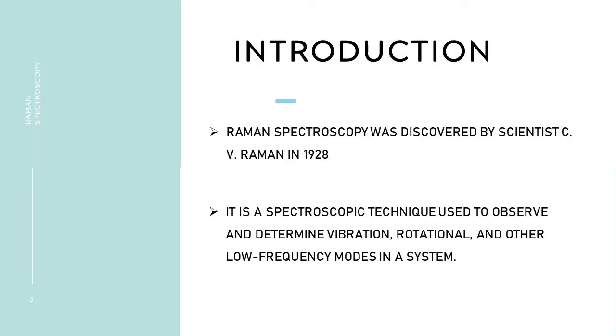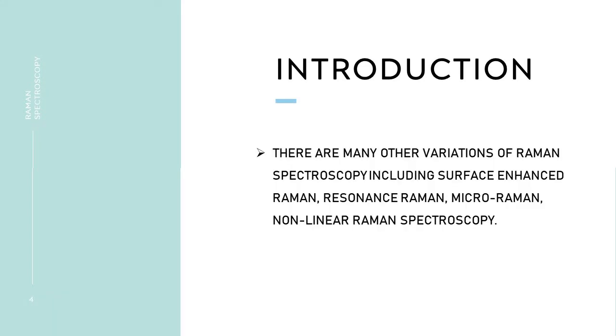Starting with the introduction of this technique, Raman spectroscopy was discovered by scientist C.V. Raman in 1928. It is a spectroscopic technique used to observe and determine vibrational, rotational and other low frequency modes in a system. Raman spectroscopy is commonly used in chemistry to provide a structural fingerprint by which molecules can be identified. There are many other variations of Raman spectroscopy, including surface enhanced Raman spectroscopy, resonance Raman spectroscopy, micro Raman spectroscopy, and non-linear Raman spectroscopy.